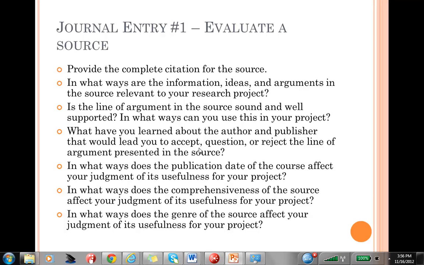In what ways does the publication date of the source affect your judgment and its usefulness for your project? In what ways does the comprehensiveness of the source affect your judgment and its usefulness for your project? And in what ways does the genre of the source affect your judgment and its usefulness for your project? So really think about these. Get a source that you feel is something you can actually use in your research project, and go through and evaluate it using these questions.